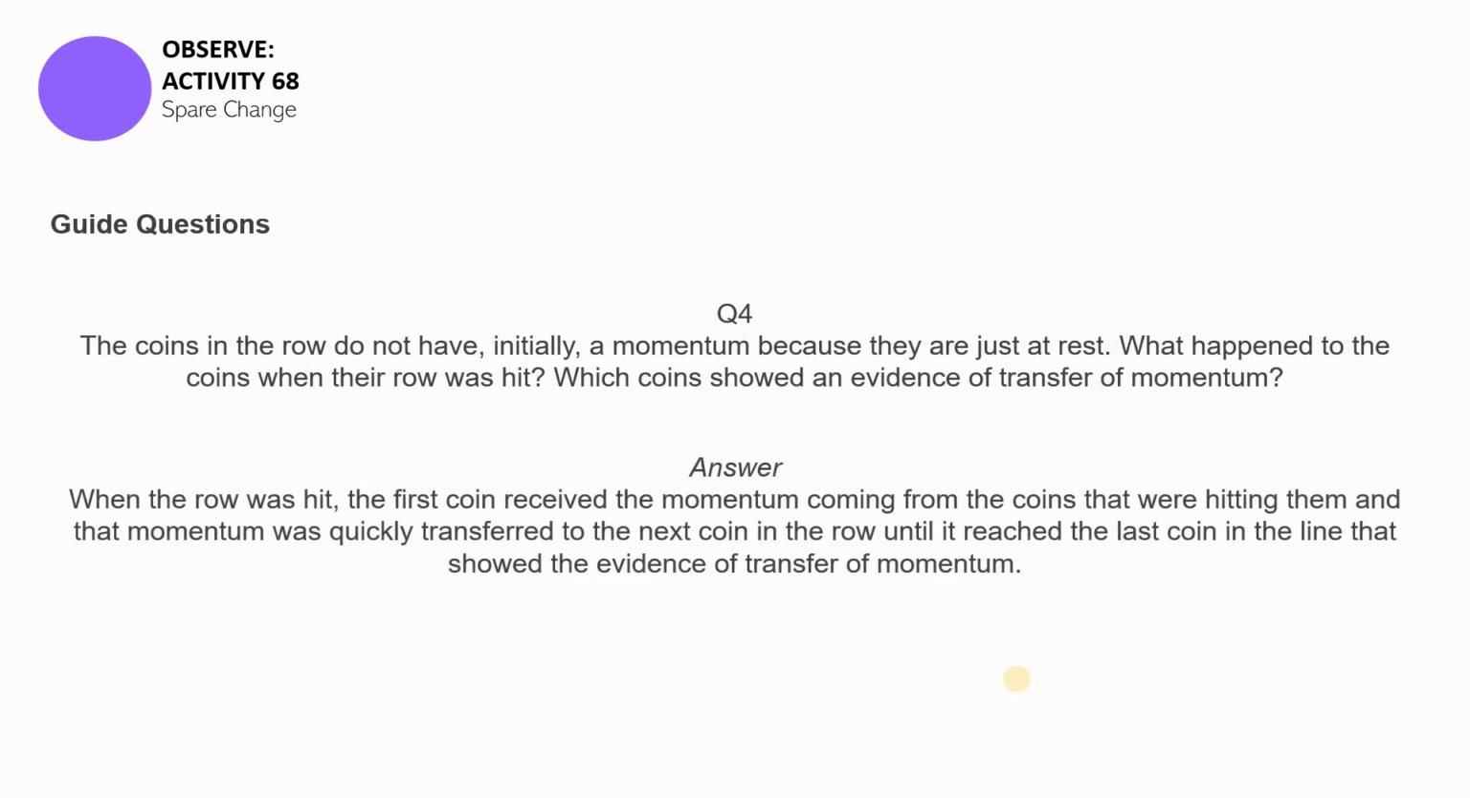Question number 4, when the row was hit, the first coin received the momentum. I explained this a while ago, coming from the coin or the coins that were hitting them. And that momentum was quickly transferred to the next coin in the row until it reached the last coin in the line that showed the evidence of transfer of momentum. So, yung mga coins na nasa pagitan ng first coin at saka nung coin na pinush natin towards that row, hindi sila nakapag-show ng evidence of momentum kasi they immediately transferred that momentum to the next one until ma-reach yung pinaka-end na coin at wala na siyang kumbagang pagpapasahan immediately. At ang nangyari lang, natanggal lang siya dun sa linya. Ayan.